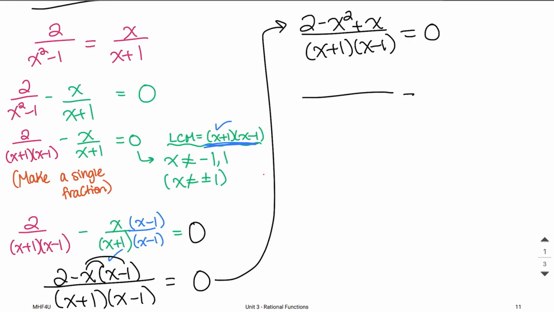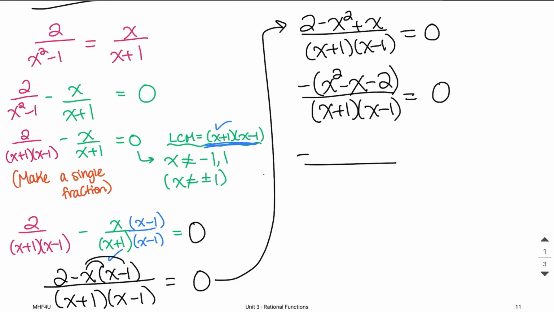So then I'm going to do two things in this next step. I'm going to put this in descending order, but I'm also going to factor out the negative because my leading coefficient is negative here. So I factor out the negative. This negative x squared becomes a positive x squared. This positive x becomes a negative x, and then this 2 becomes a negative 2, and that's all over x plus 1 times x minus 1. I'm going to do a little bit more factoring in the numerator. So I would get x minus 2 and x plus 1. And then in the denominator, I have x plus 1 times x minus 1.